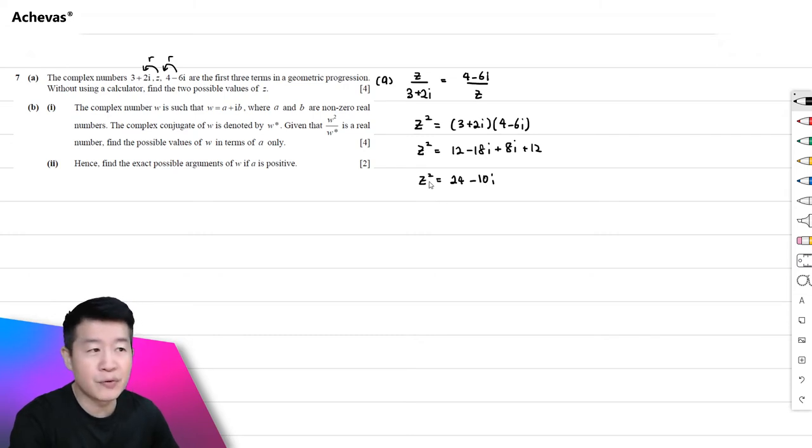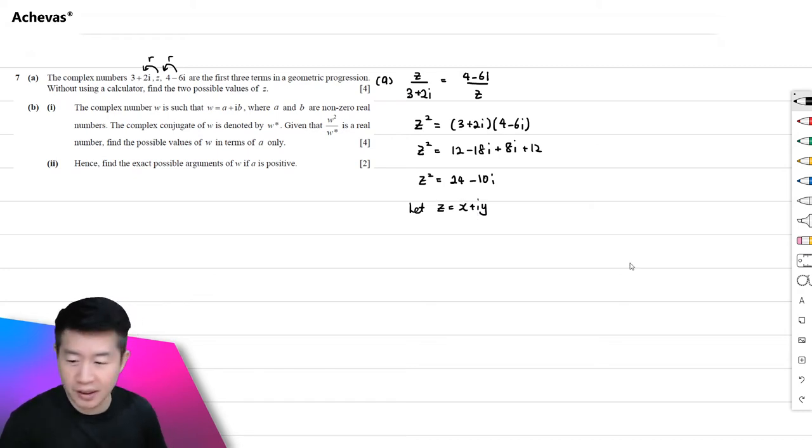We are supposed to solve for z. Because this question says we are not supposed to use the calculator, a good way to solve for z is to let z be equal to x plus iy, and I will attempt to solve for x and y individually. But at the same time, I do think it is also wise for us to do a quick check of what possible answers we will be getting.